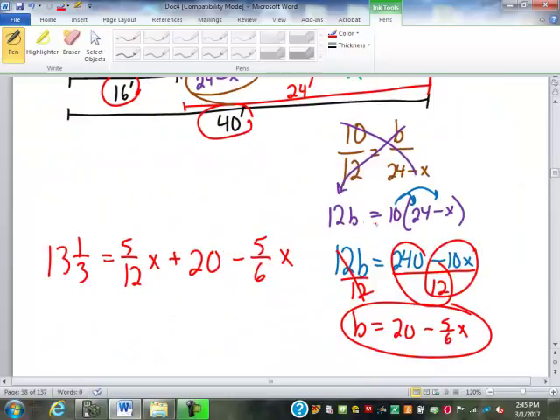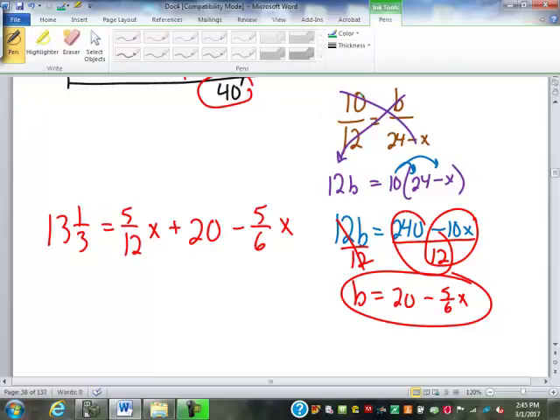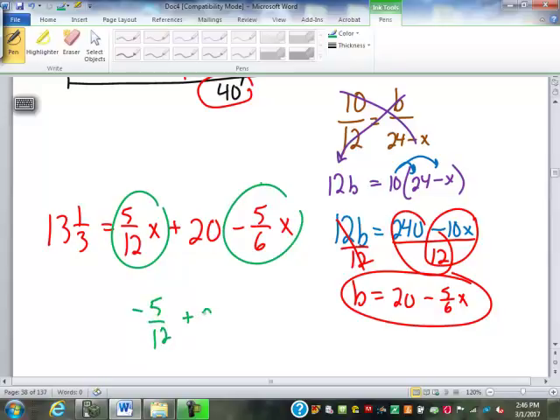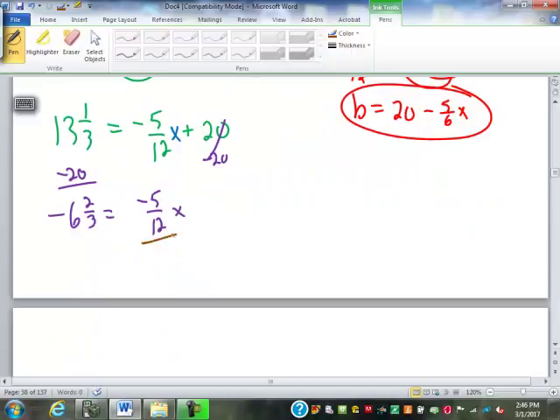It's going to be interesting. So let's see if this works out for us when I solve it. So we're going to combine the 5/12 and negative 5/6, which makes a negative 5/12 x. Now we have the variable there just once, so we'll subtract 20. Gives us negative 6 2/3 equals a negative 5/12x. So negative 6 2/3 divided by a negative 5/12.